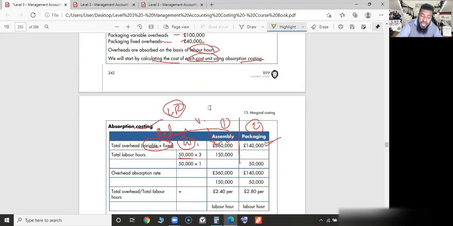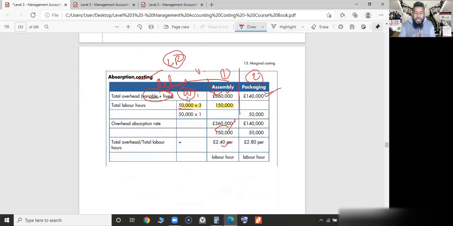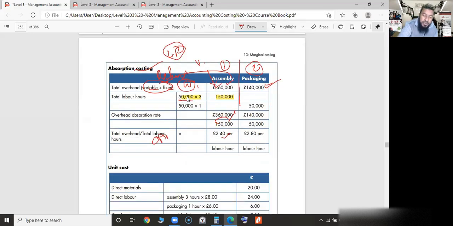So 3 times 50,000, 150,000 hours needed to produce all the assembly. Then we can find out 360,000 divided by 150,000 equals 2.40, your OAR, overhead absorption rate. This is all repetition from the last few chapters. Under labor hour, packaging needs 1 hour, 50,000 hours. 140,000 overhead divided by labor hours, and we're getting the over absorption rate per labor hour, not per unit, isn't it? Not per unit. I'll show you how to get the per unit.